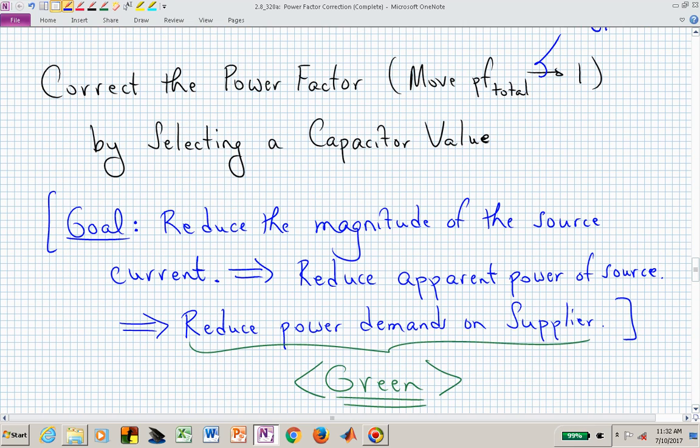We want to be green. We want to now reduce the magnitude of the source current, and that means that we're reducing the apparent power, because we're supplying 500 volts. If we reduce the magnitude of the source current, then the product of that voltage and current will obviously be smaller, which now says that we're reducing the power demands on the supplier or from the generator side, and that's now more efficient, and that's why I'm saying we're shooting for a green result in terms of our ultimate goal.